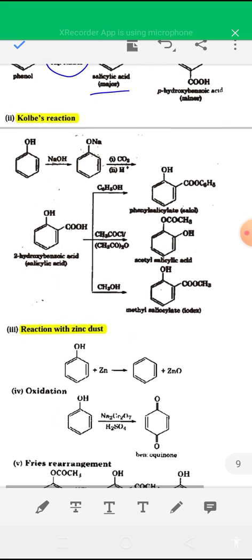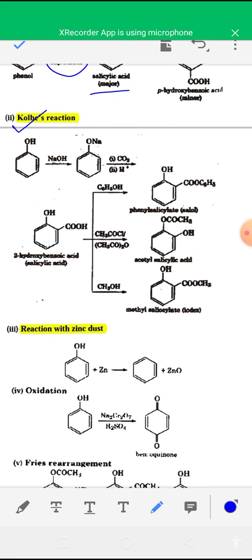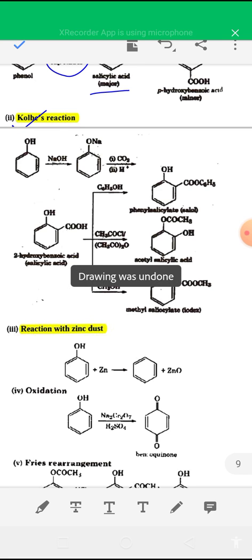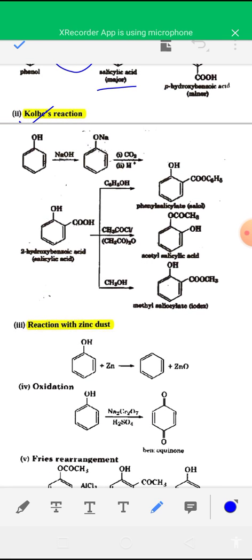Okay, one more important reaction is the Kolbe reaction. Kolbe's reaction, a similar type of reaction. In Kolbe's reaction, first phenol is treated with NaOH to give sodium phenoxide. In the second step, sodium phenoxide is treated with carbon dioxide in presence of acid, H plus. Then finally you will get salicylic acid, this product.